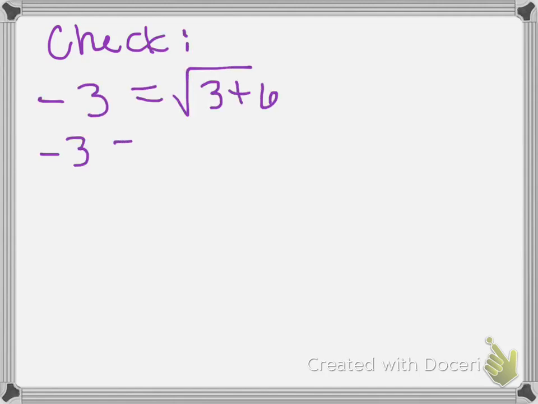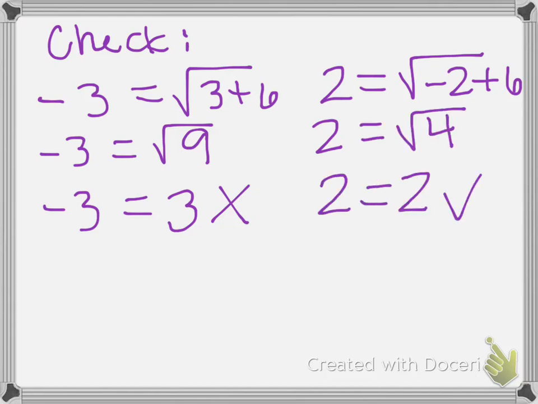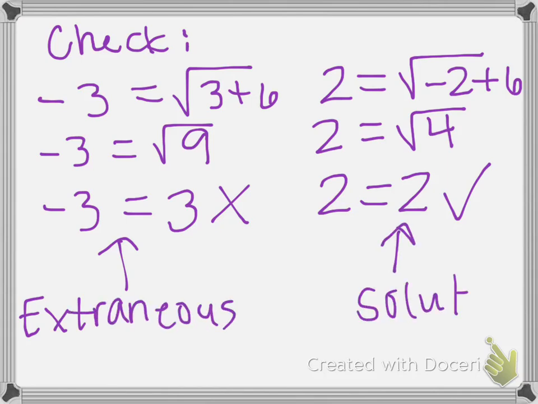Negative 3 equals the square root of 3 plus 6. Now I see where this one's going. Negative 3 equals the square root of 9. Nope, it does not. Negative 2 gives 2 equals the square root of negative 2 plus 6. This one looks more promising. 2 equals the square root of 4. Yep. So 3 is our extraneous solution, and negative 2 is just a normal solution.